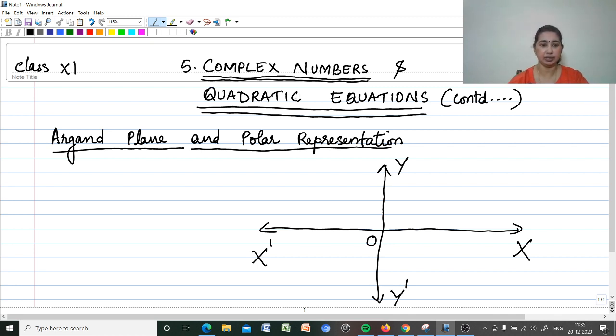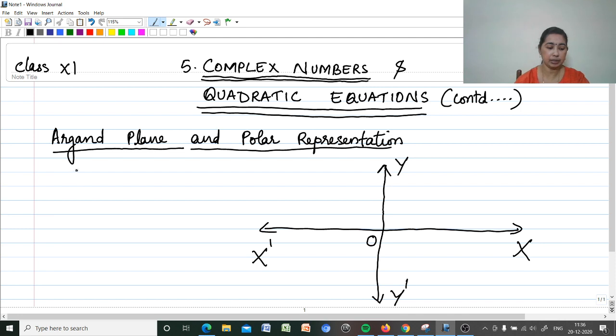We are continuing the chapter, moving on to the Argand plane and polar representation. We already know that corresponding to each ordered pair of real numbers, we have a unique point in the xy plane. So we know how to mark the coordinates. In the same way, a complex number also corresponds to an ordered pair x comma y, where x represents the real part and y represents the imaginary part.